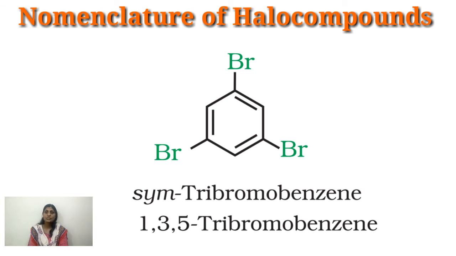Then the third example, where three bromines are attached to the same benzene ring. Here the 1, 3, 5 positions are attached with bromine atoms. So the IUPAC name is 1,3,5-tribromobenzene, and they are placed in a symmetrical way, no? So the common name is sym-tribromobenzene. Sym stands for symmetrical.